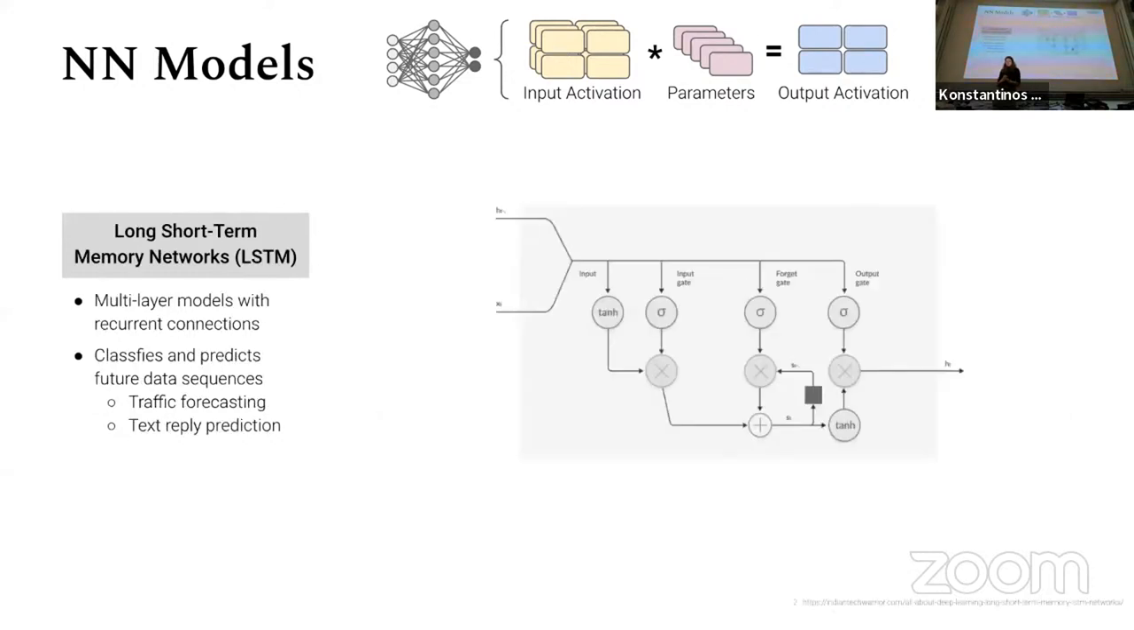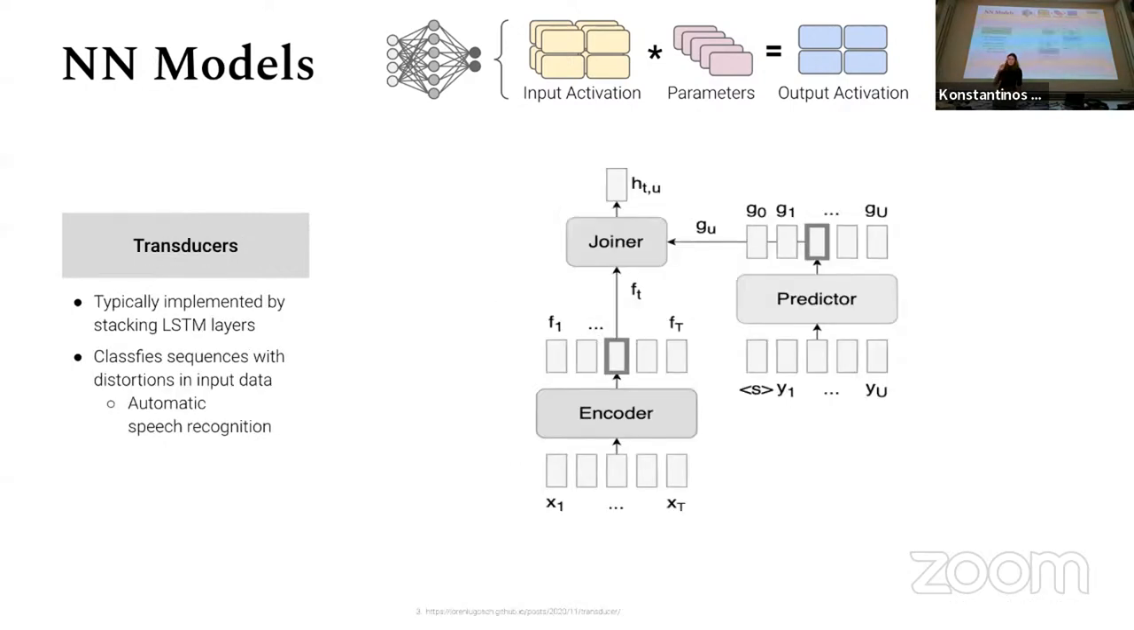Secondly, we have long short-term memory networks, LSTMs, which are multi-layer models with recurrent connections. Through this recurrent connection, they can ensure some kind of memory, which is done through different cells. So each LSTM model consists of different layers, which each again consist of different cells, which each again have four different gates, as you can see here. These gates are used to change the data flow within the cell, as well as to update memory, right? So LSTMs are used to classify a series of data. And then through their memory, they can also predict future sequences of data. So they're very useful, for example, for traffic forecasting or text reply prediction.